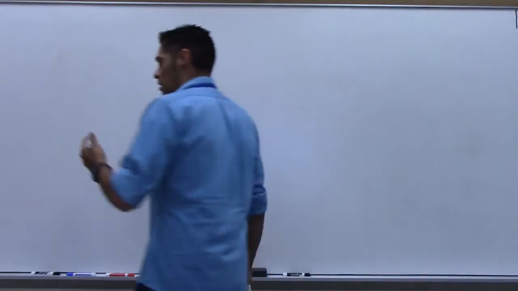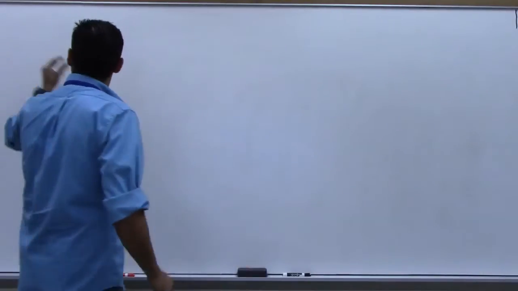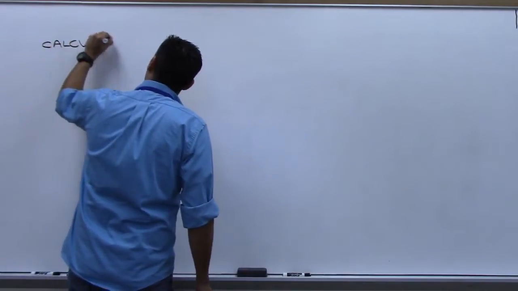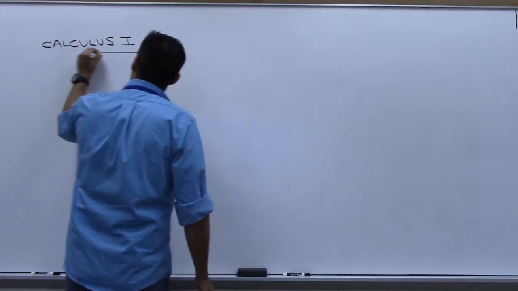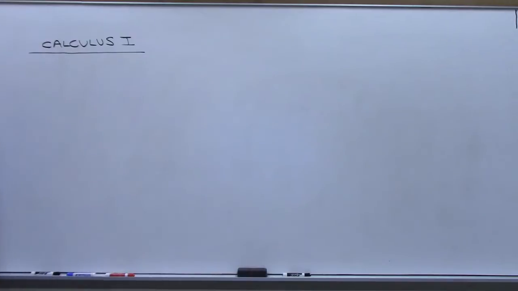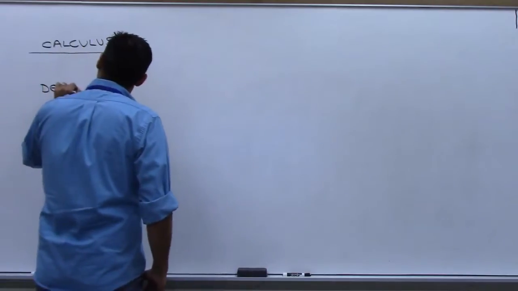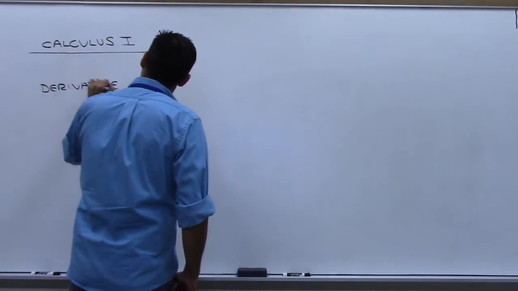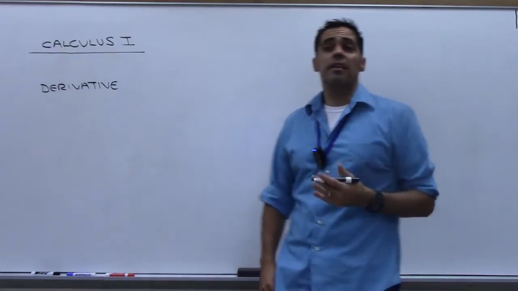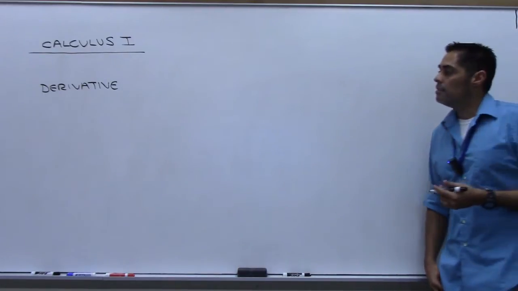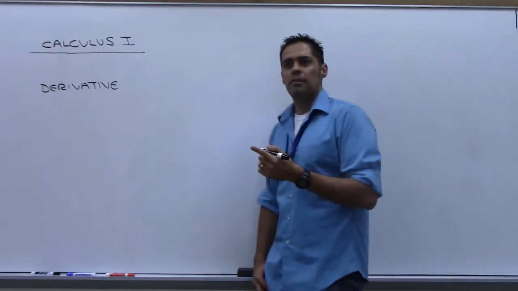Well, let's talk real quick about Cal 1. So if you could summarize Cal 1 for me, what are some main points from Cal 1? What are derivatives, right? The derivative was the rate of change, right? Instantaneous rate of change. And we did a lot of things with derivatives, right?